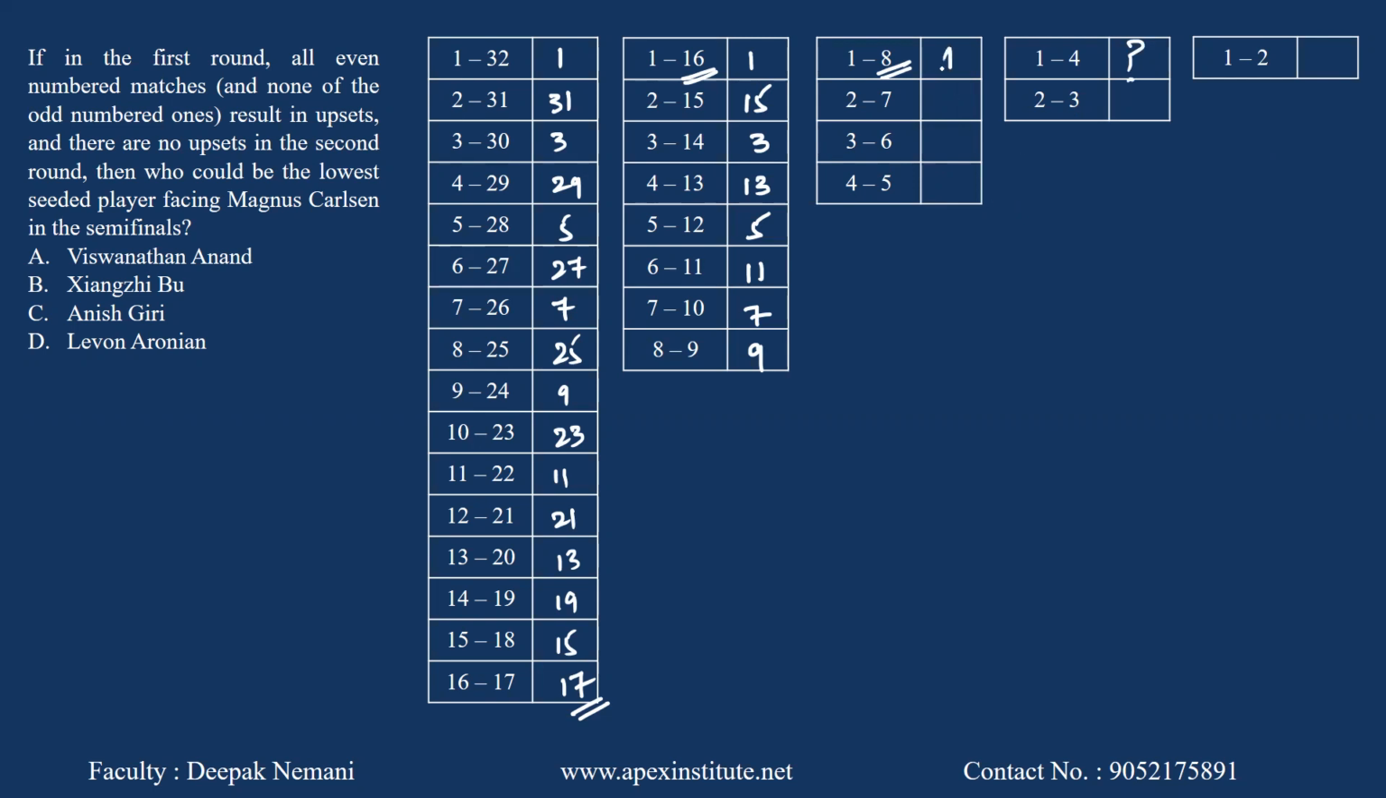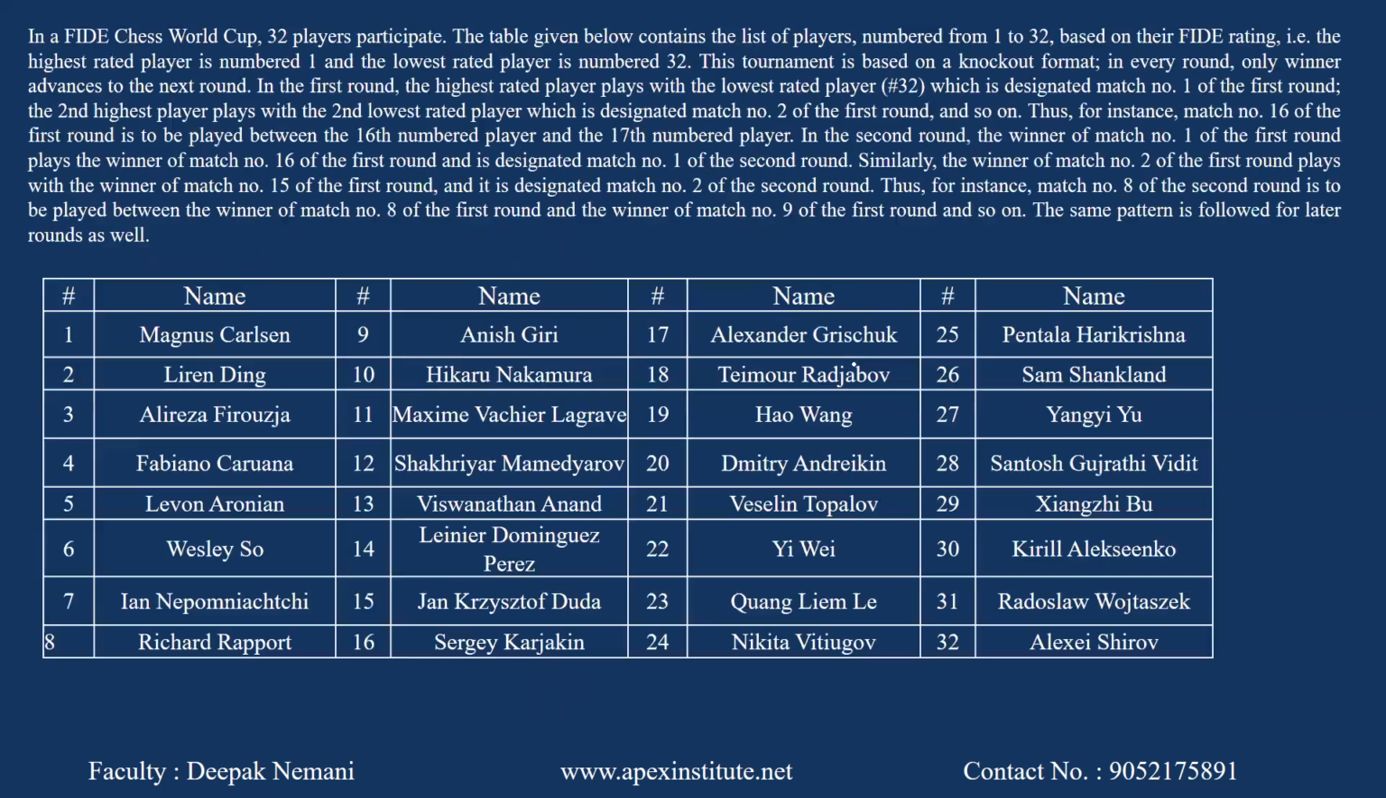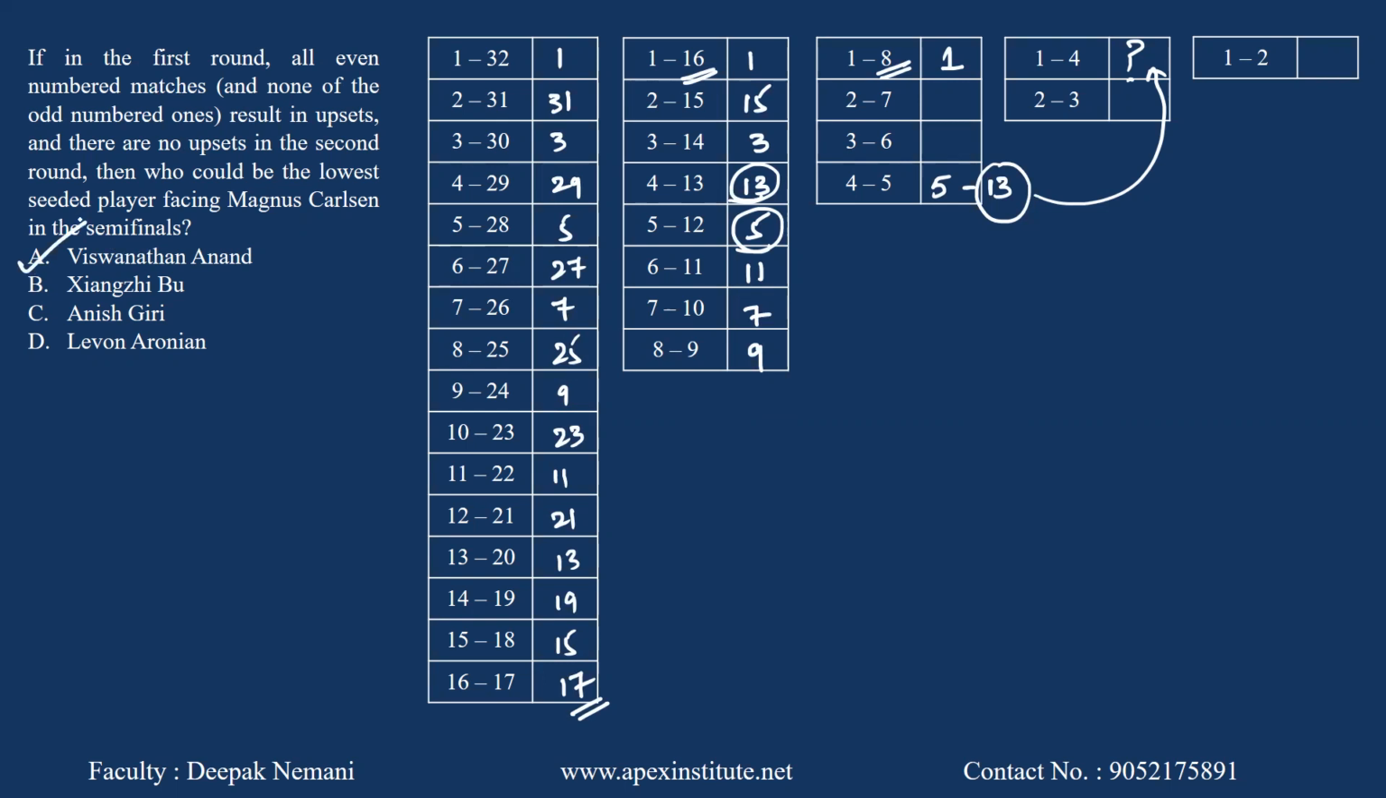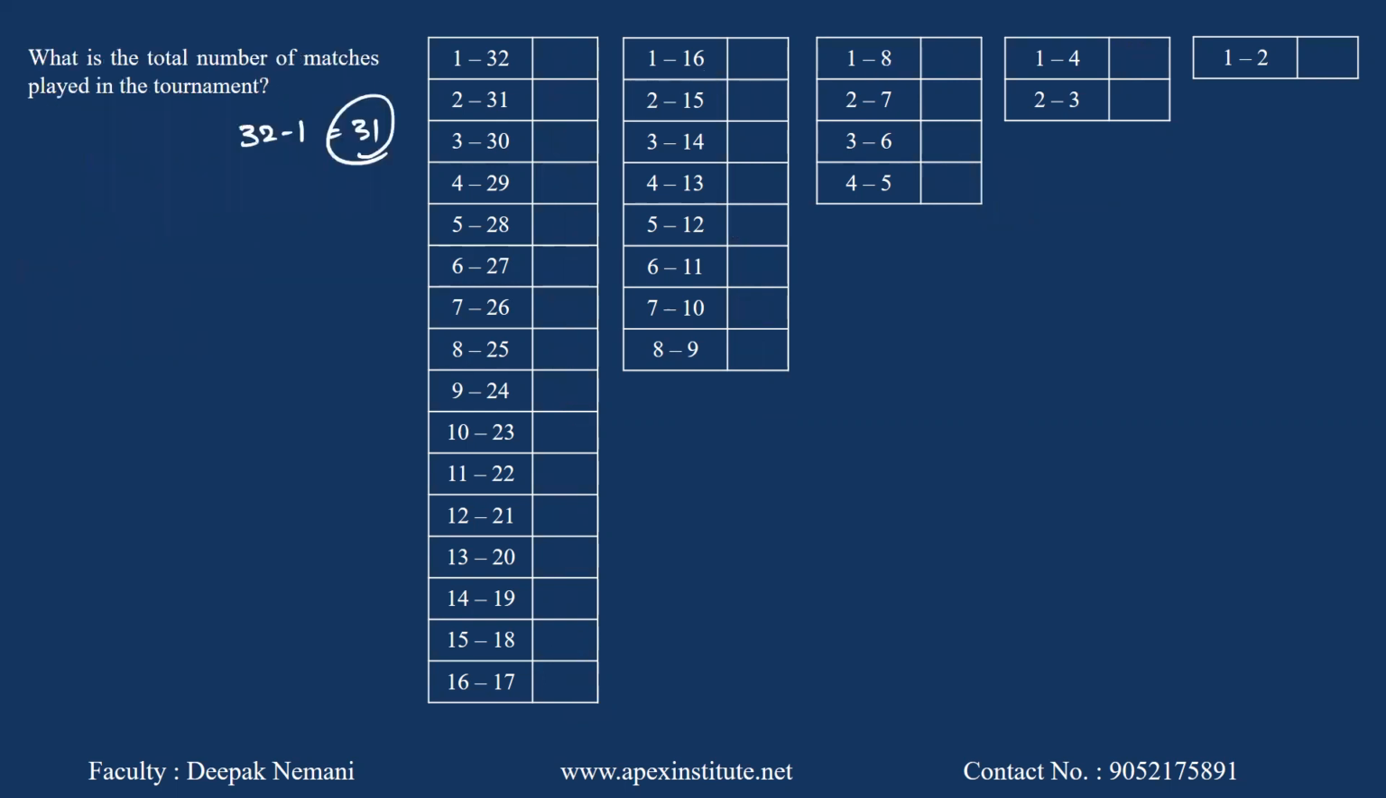So 1 and 8. So you will have 1 here, and between 4 and 5, it can be 13 and 5. So this will be a match between the player with rank 5 and 13. If the player with rank 13 wins this game, he will be playing with Magnus Carlsen in the semi-final. So who is the player with rank number 13? Viswanathan Anand. So that should be your answer. Now this is a pretty straightforward question. So you should not miss this question.